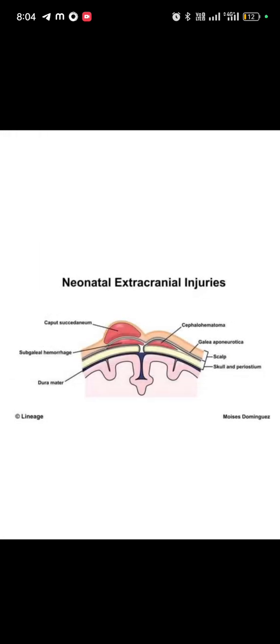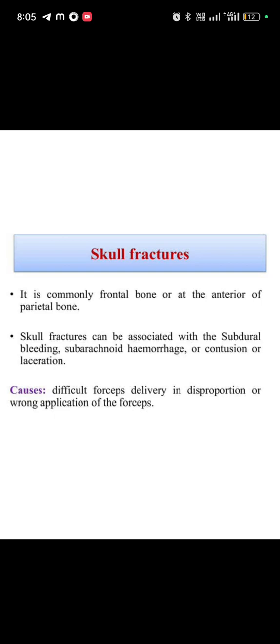You can see, caput succedaneum, I told you, is edematous swelling. Next, subgaleal hemorrhage: under the aponeurosis, meaning the inner covering of the scalp. Next, cephalohematoma, a subperiosteal blood collection. Next, these are head injuries.